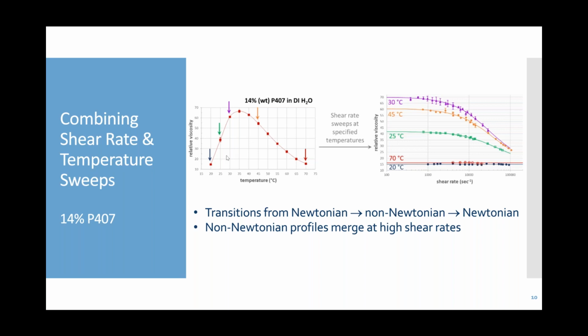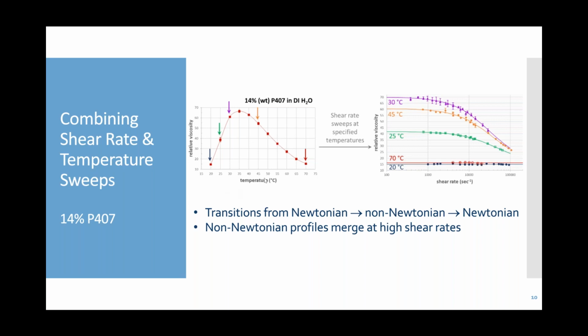So now we're looking at each of these temperatures that I've identified with an arrow. We're looking at a broad range of shear rates. What we can see is that when we start off at 20 C, we're starting off with a material that is Newtonian, or independent of shear rate. And as we ramp up the viscosity and approach this maximum in our viscosity versus temperature, we start seeing the onset of non-Newtonian behavior. And this continues as we go down the opposite side of the peak, and then we return to Newtonian behavior at 70 C.